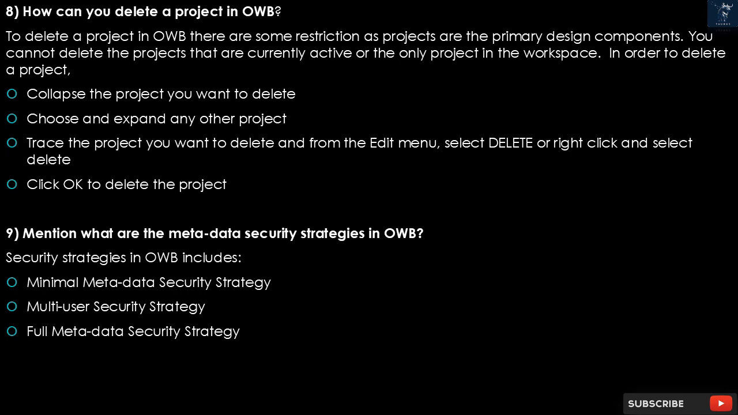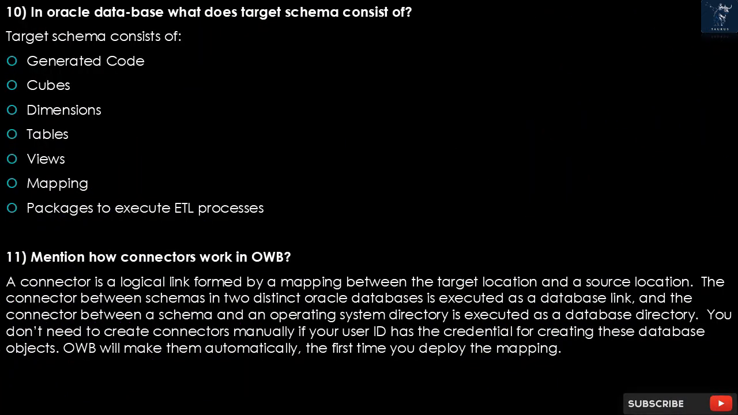9. Mention what are the metadata security strategies in OWB. Security strategies in OWB include minimal metadata security strategy, multi-user security strategy, full metadata security strategy. 10. In Oracle database, what does target schema consist of? Target schema consists of generated code, cubes, dimensions, tables, views, mappings, packages to execute ETL processes.